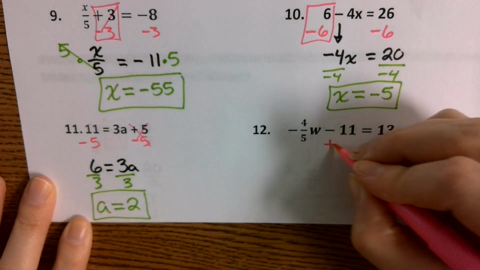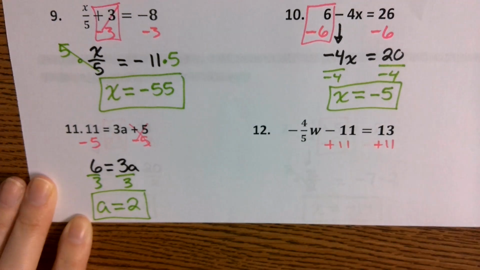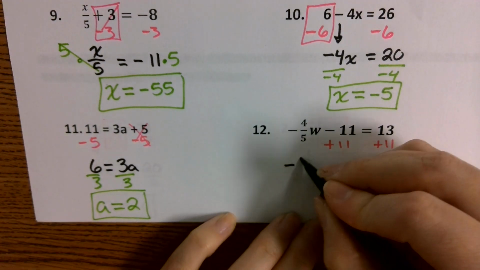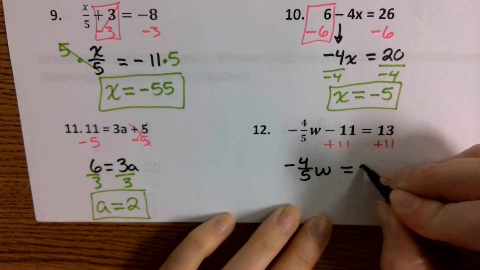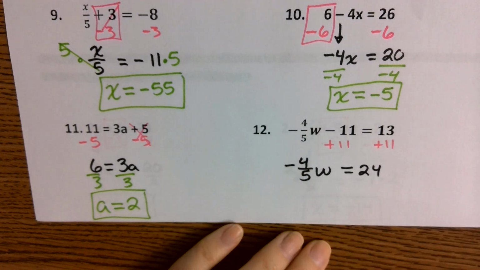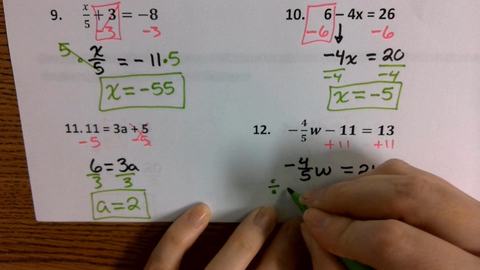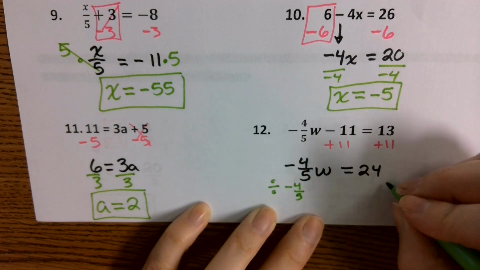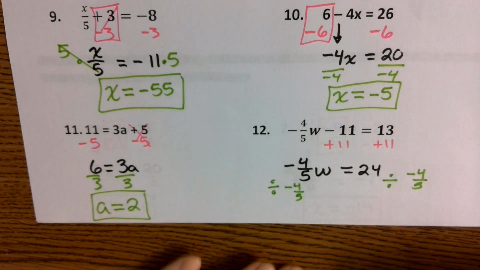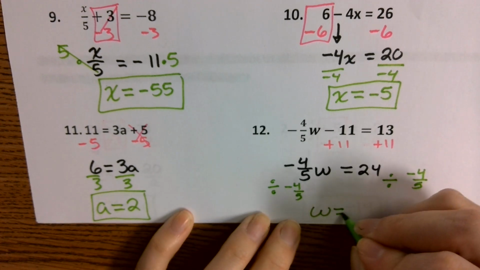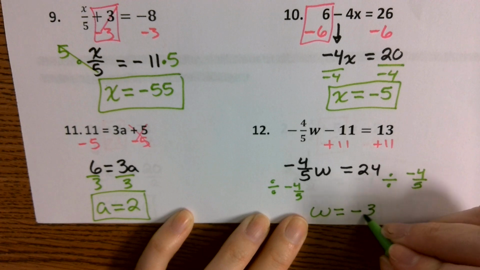And then problem number 12. We're going to add 11 to both sides. We're left with -4/5 w is now equal to 24. We would then divide both sides by -4/5. And you're going to get that w is equal to -30.